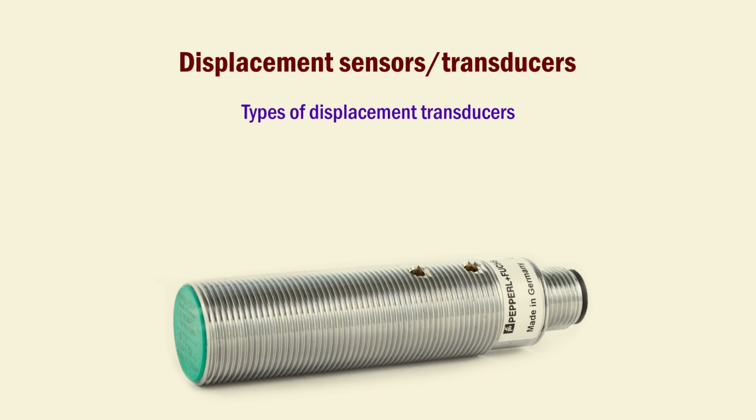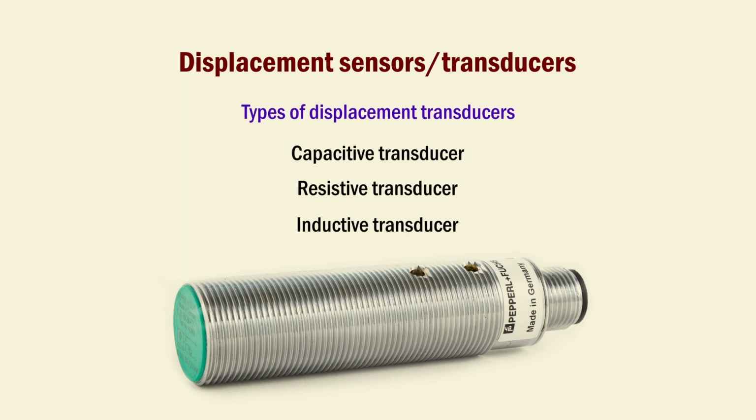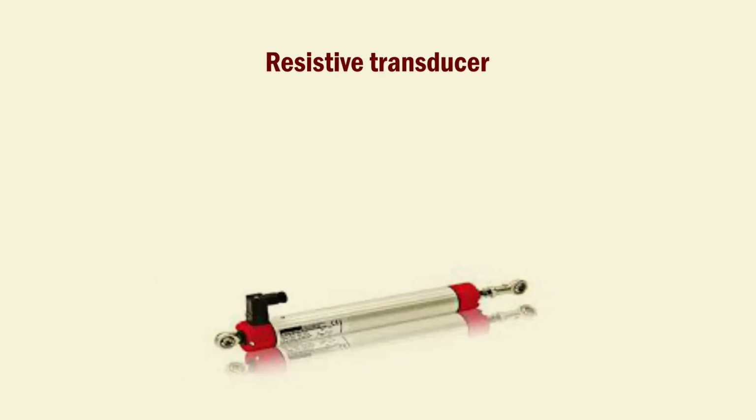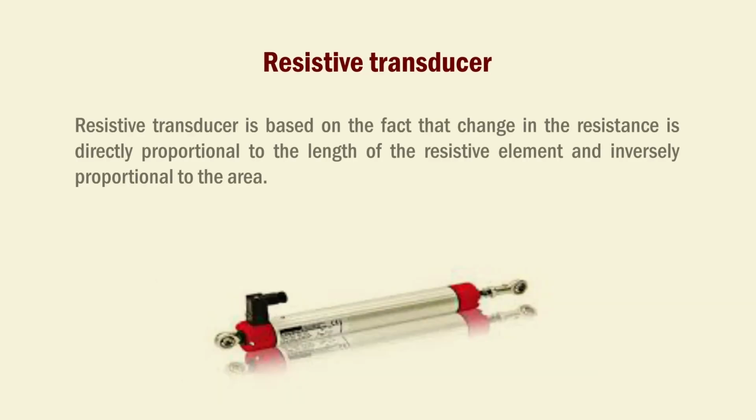There are basically three types of displacement transducer: resistive transducer, capacitive transducer and inductive transducer. Now, coming to the resistive transducer, it is based on the fact that change in the resistance is directly proportional to the length of the resistive element and inversely proportional to the area.